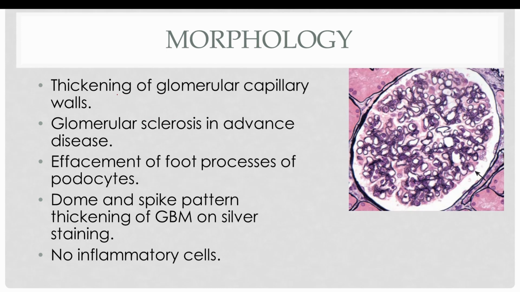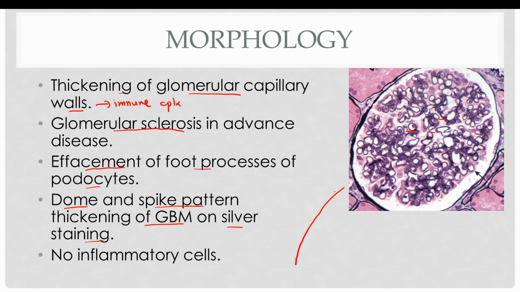The histological picture reveals thickening of the glomerular capillary walls due to deposition of immune complexes. As you can see in the diagram, there is thickening of glomerular capillary walls. In the late stage of the disease, glomerular sclerosis can also occur. The immune complexes damage the foot processes of the podocytes, so there is effacement of the foot processes. And the typical feature of membranous nephropathy on histology is dome and spike pattern thickening of the glomerular basement membrane, which is seen on silver staining.